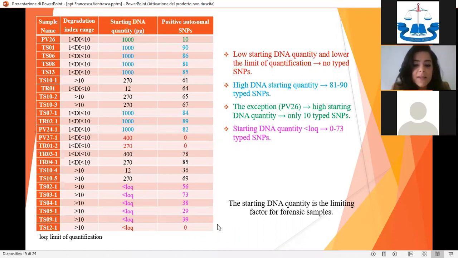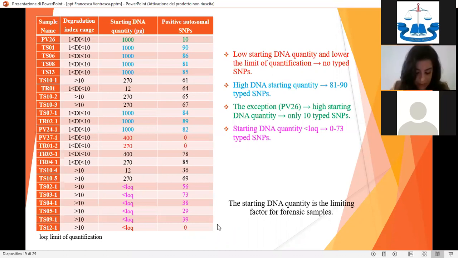And samples with the starting DNA quantity under the limit of quantification, those in purple, gave between 0 and 73 typed SNPs. In this case, regarding the forensic samples, the more recent samples, we can notice that the degradation index does not seem to interfere with the genotyping performance, and the starting DNA quantity can be the limiting factor. Actually, you can see that there are highly degraded samples that gave some typed SNPs, and there are moderately degraded samples, so not highly degraded, with no SNPs.